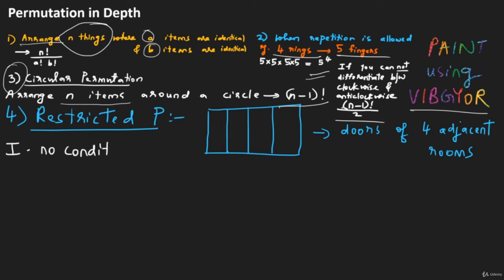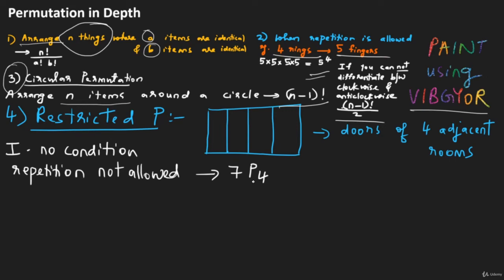Say no condition is given and repetition of colors is not allowed. That is, once you paint a door in a particular color, you cannot paint the remaining doors in that color. Other than that, there is no condition. So this can be done in 7P4 ways, right? Which is nothing but the number of ways in which you can select 4 items from 7 items and arrange them among themselves, right?